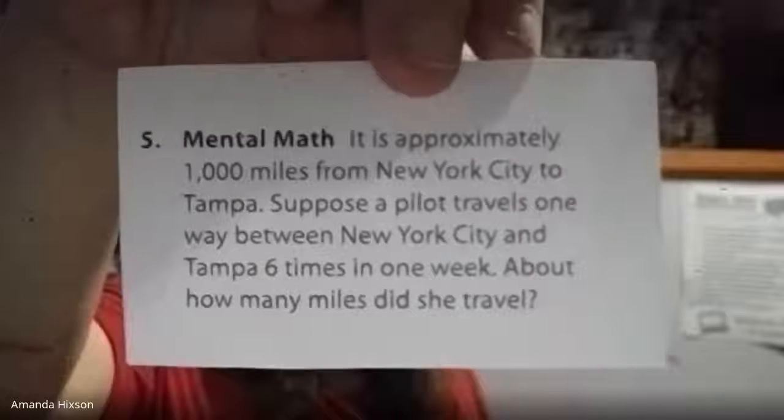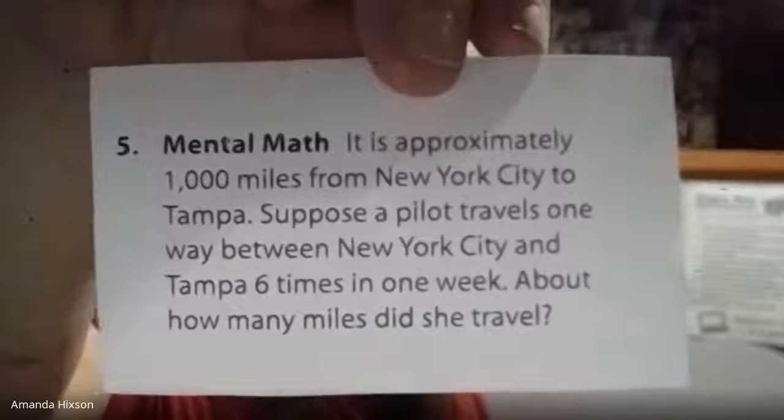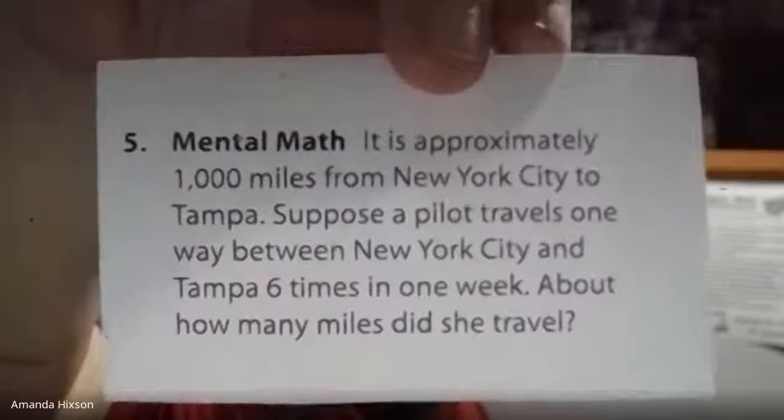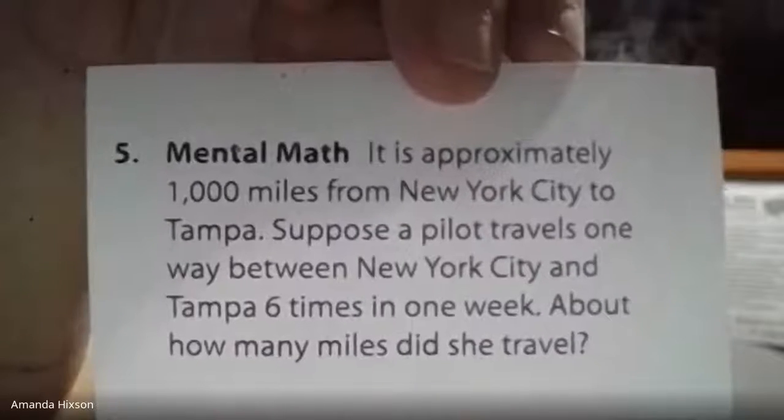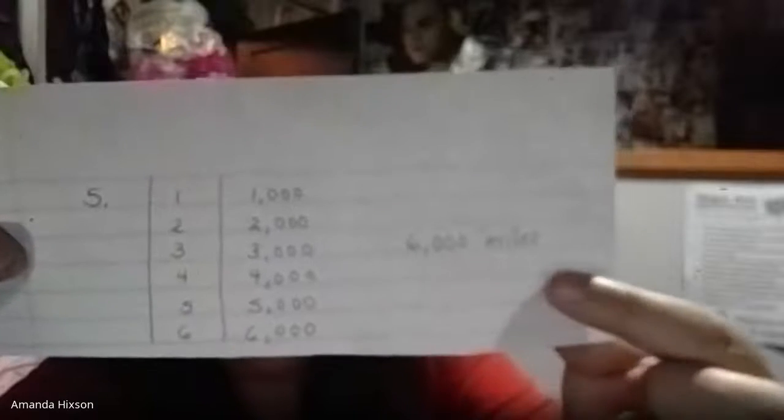That's right. That's why it's called mental math, because in mental math problems, a lot of it you can do in your head, in your mind. And so you knew to multiply 1,000 times 6, which is 6,000. You could have also made an input-output chart. 1 trip was 1,000. 2 trips is 2,000. 3 trips is 3,000, all the way down to 6 times 1,000 is 6,000. 6,000 miles.